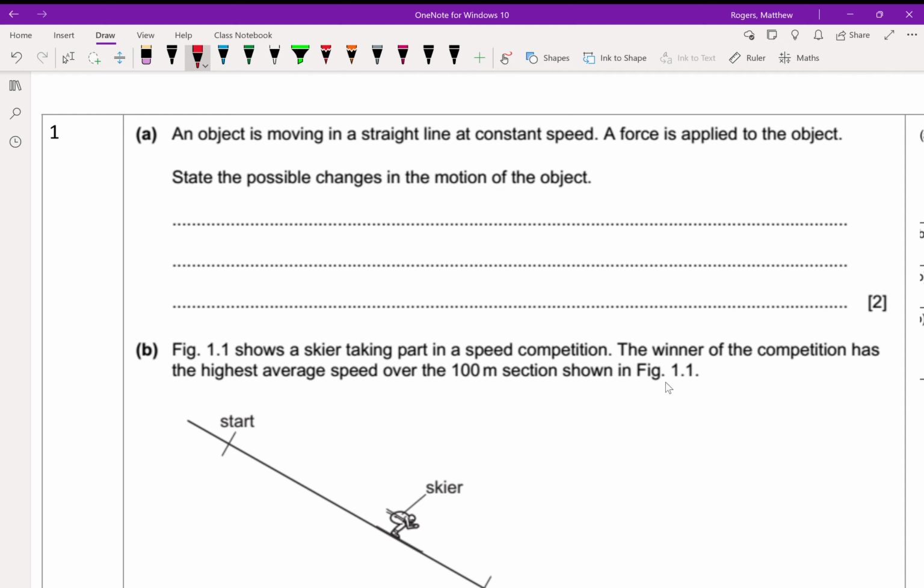If initially it was moving in a straight line at a constant speed, that implies the resultant force on it was 0, but now a force has been applied to it, so the resultant force is not 0. There are 3 or 4 things we can say. It could accelerate. Now, accelerate in physics is the word that really describes all of them. By accelerate here, what we mean is it speeds up.